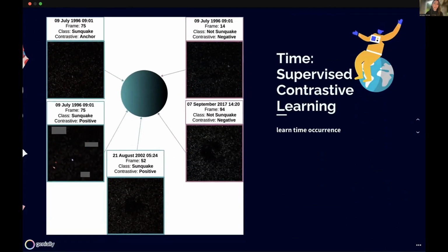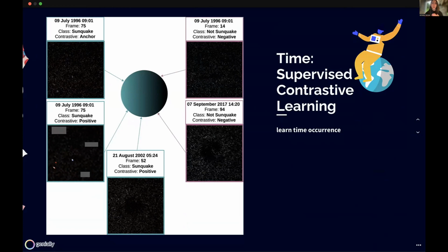Then, after having learned some patterns from the data, on top of this, we stack a supervised contrastive learning, which is quite similar to what I just mentioned with unsupervised. But in this case, we do care about whether an image is a sunquake, so presents a sunquake signature or not.